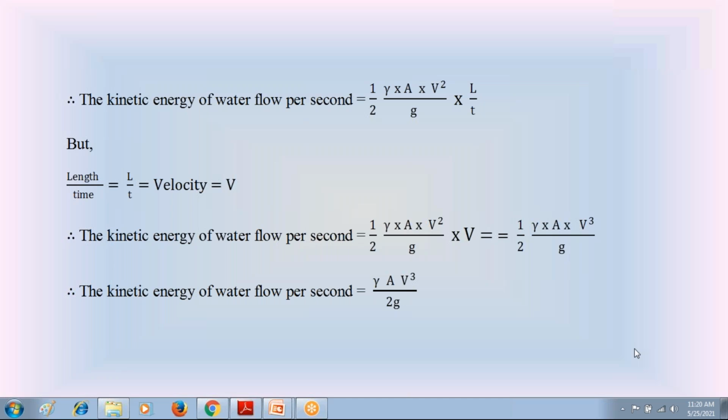Weight of water. Weight of a body is equal to mass of the body into acceleration due to gravity. W is equal to mg. That is one relation. Then the next one is unit weight of a body.